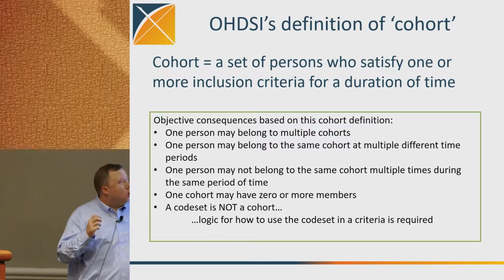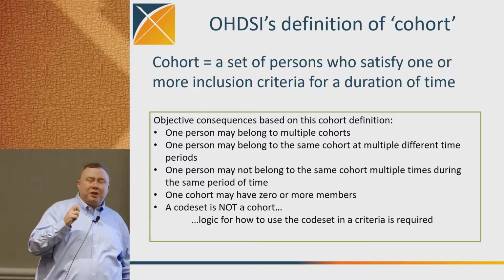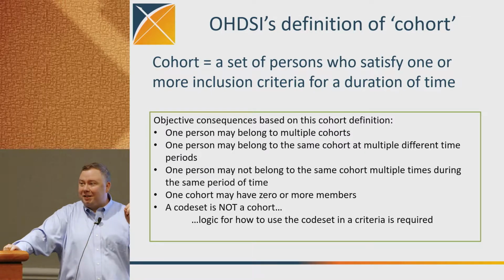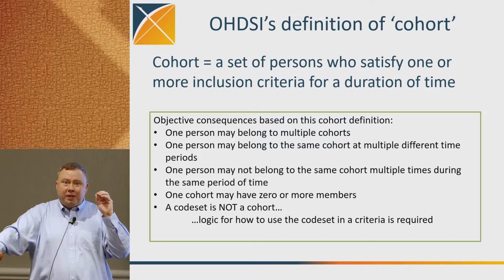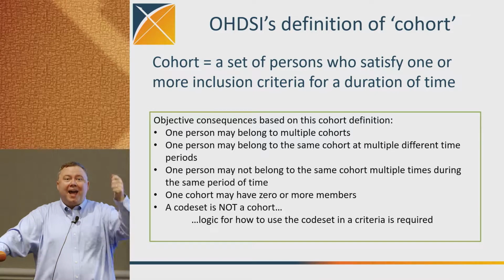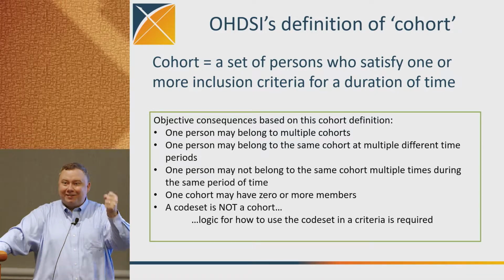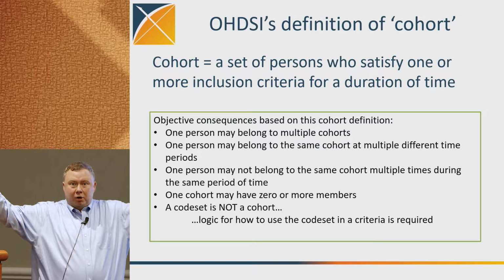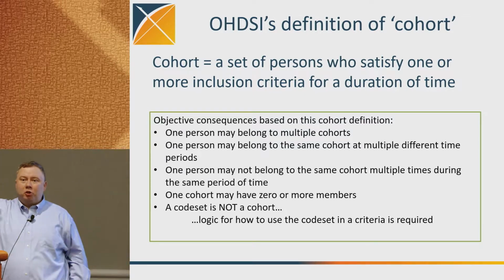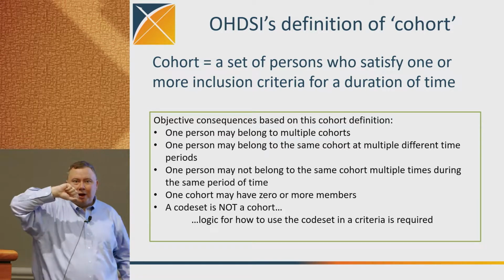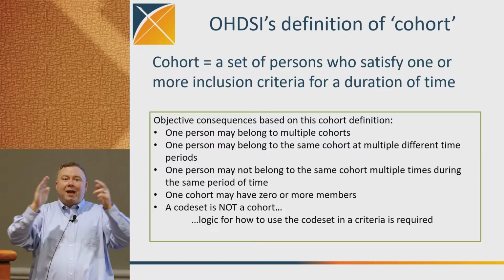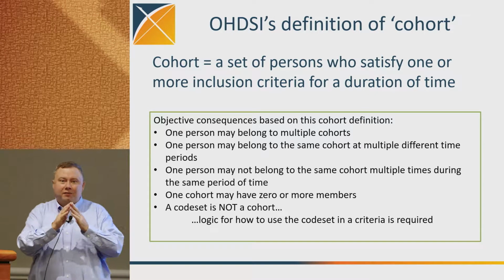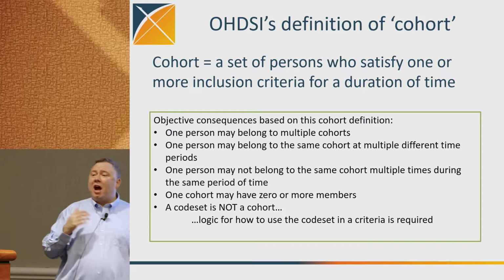However, the third point is that one person may not belong to the same cohort multiple times during the same period of time. You are either in a cohort or you're not in a cohort at any moment in time. And that's important for evaluation because we're going to be able to ask the question, at a given moment in time, are you in or are you out? So you can think of a timeline for a person. At every moment in that timeline, you could ask, are you in or are you out? Every span of time that you're in, that is when you belong to the cohort. And every span of time when you're out, that represents the time that you're not in the cohort.